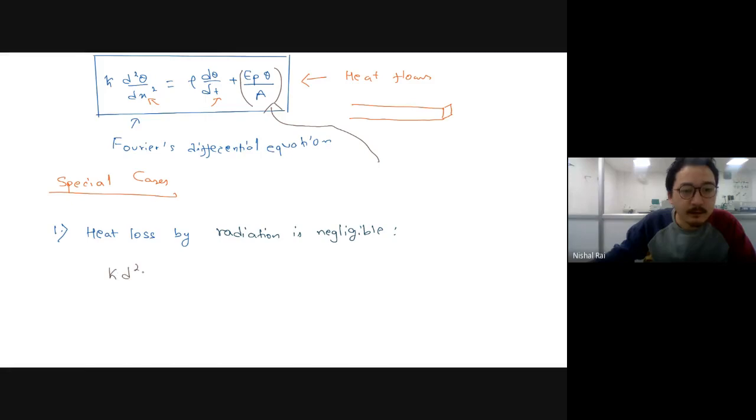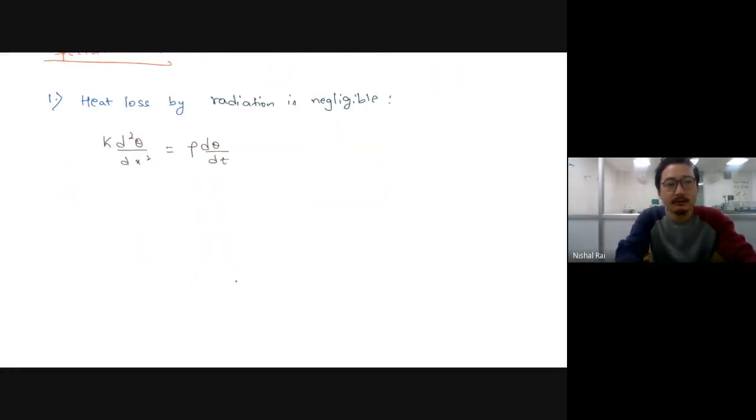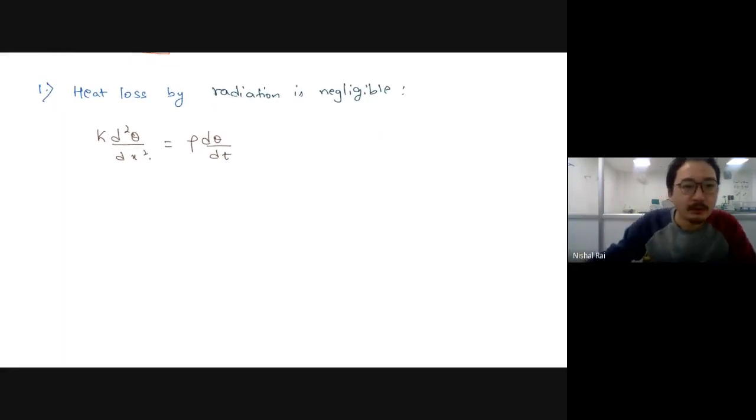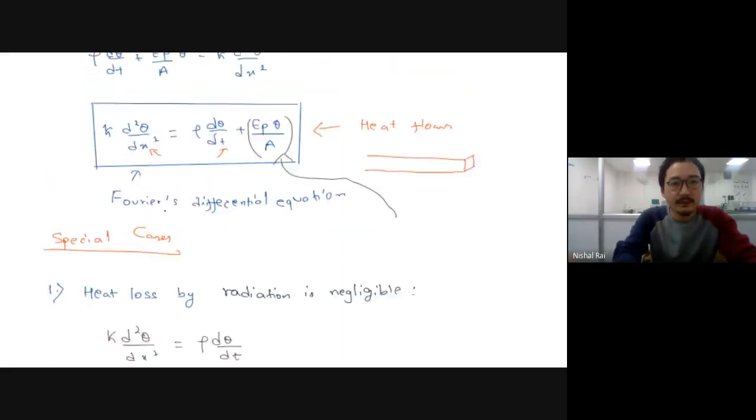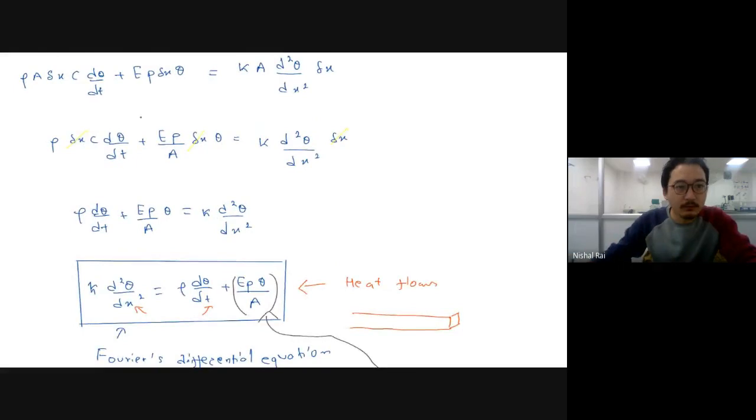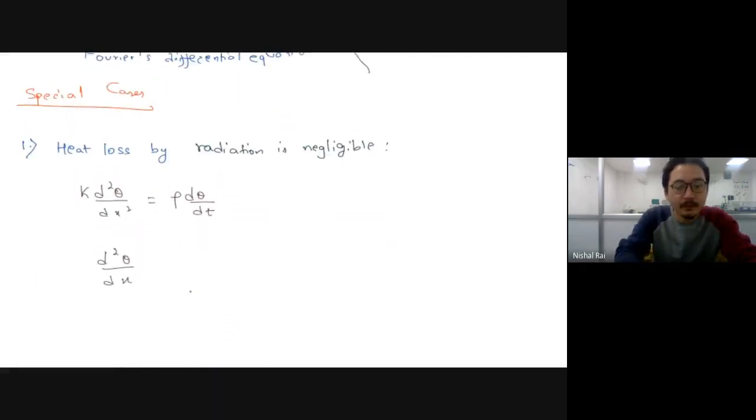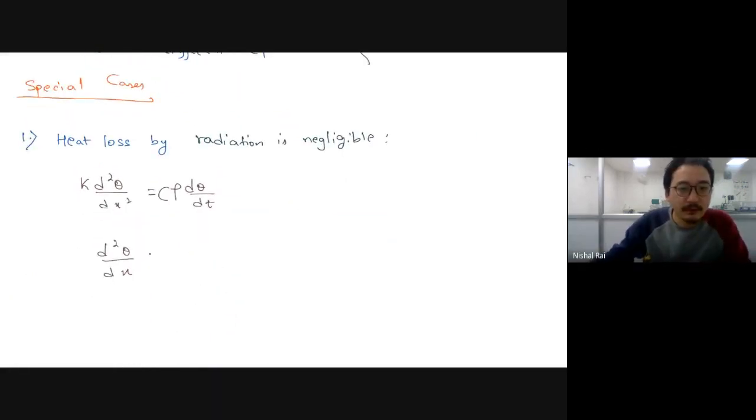K into del square theta by del x square should be equal to rho of del theta by del t. Basically just this. You don't have a radiation term over here. Where was C? I think we forgot C, which will be over here. So we will end up with rho C divided by K del theta by del t. Now for a given material, all of these three quantities are constant.